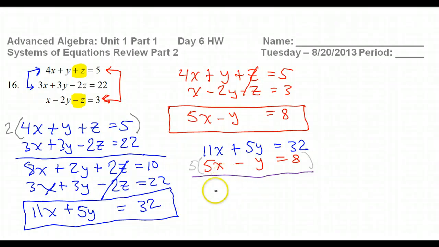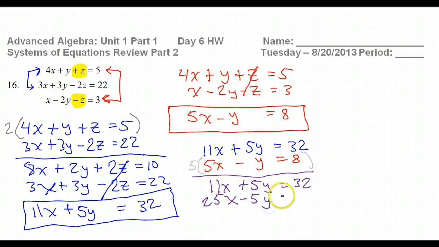Okay, so the top equation stays the same. So there's my 11x plus 5y is equal to 32. The bottom equation changes. So that's going to be 25x minus 5y is equal to 40. Okay, so as I combine these like terms, I'm going to have 36x, the y's are gone, and that's going to equal 72.